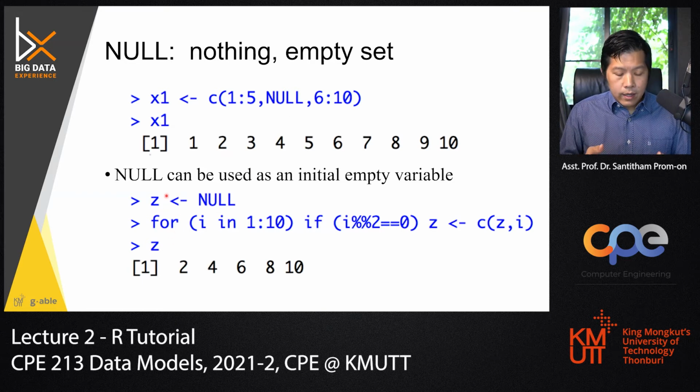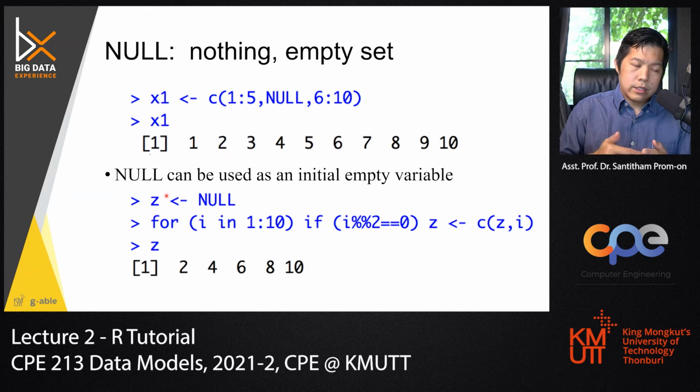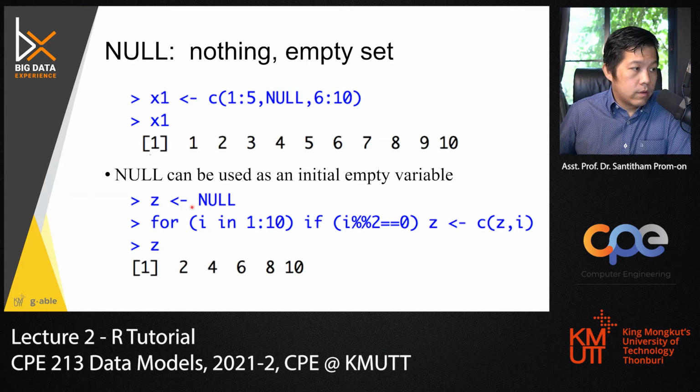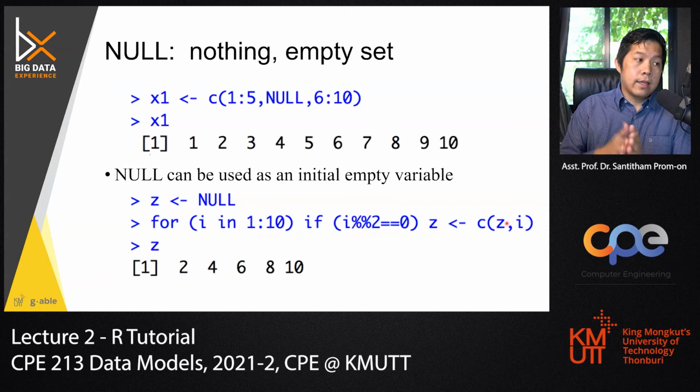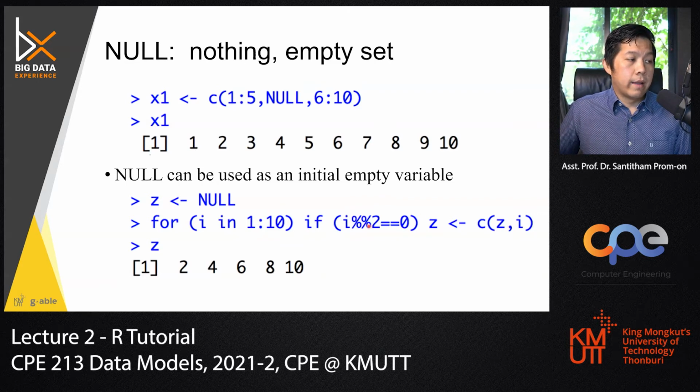NULL is useful if you want to create an iterative function that would attach values to certain variables. Like this is z equal NULL, and then what you do here is create a for loop, like that. If you have an even number, then you would concatenate z with i, with the value here. So we just keep concatenating to z starting from NULL, starting from an empty set, and you get this as the result. Right? So you can use NULL to initialize a variable, to say that it's an empty variable, and then create a script to modify that empty variable.